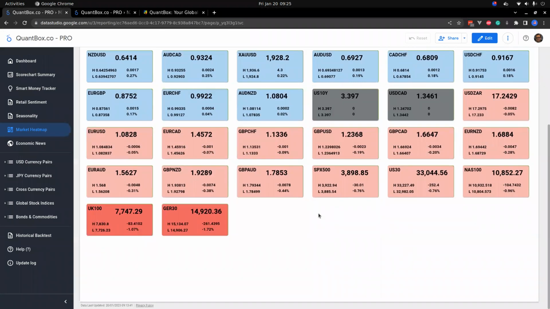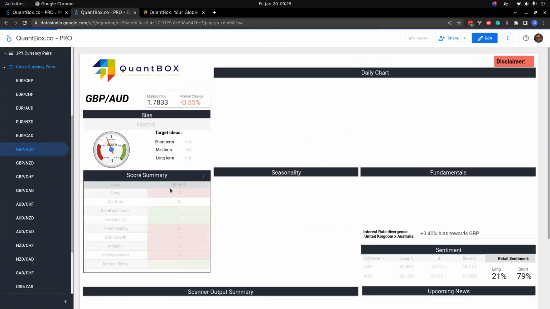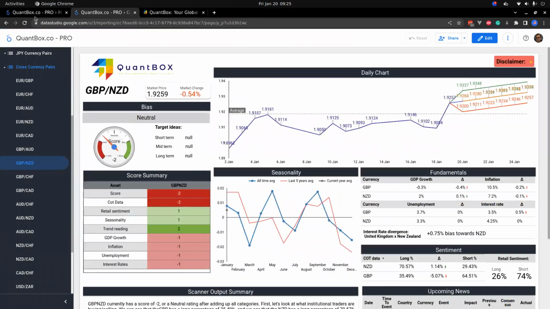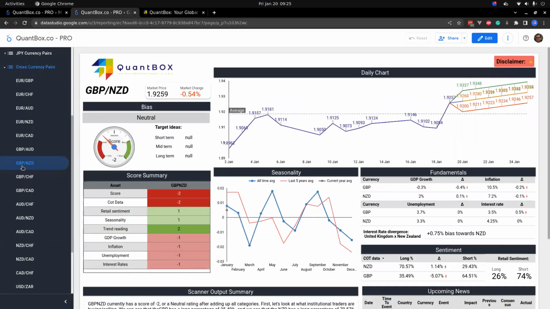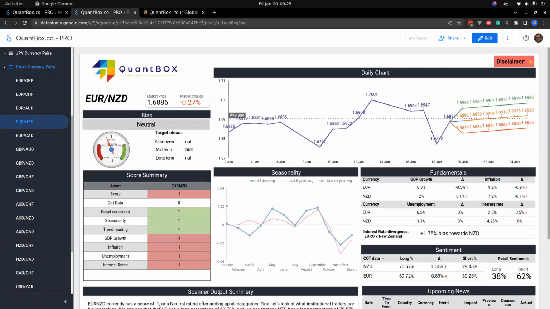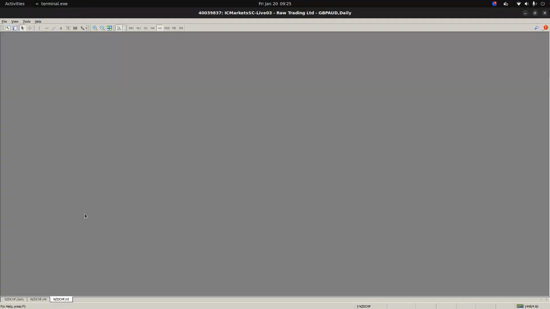In terms of our bearish pairs, we've got pound Aussie, pound Kiwi, Euro Aussie, Euro Kiwi, pound CAD. Let's look at these ones. Pound Aussie, pound Kiwi. Pound Aussie neutral, pound Kiwi neutral. What else we got there? Euro Aussie, Euro Kiwi. Euro Aussie is currently neutral. Euro Kiwi is currently neutral. Okay, so let's go. Pound Aussie.